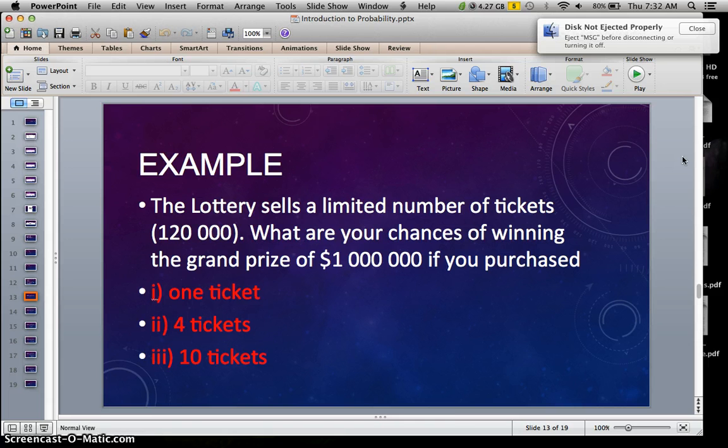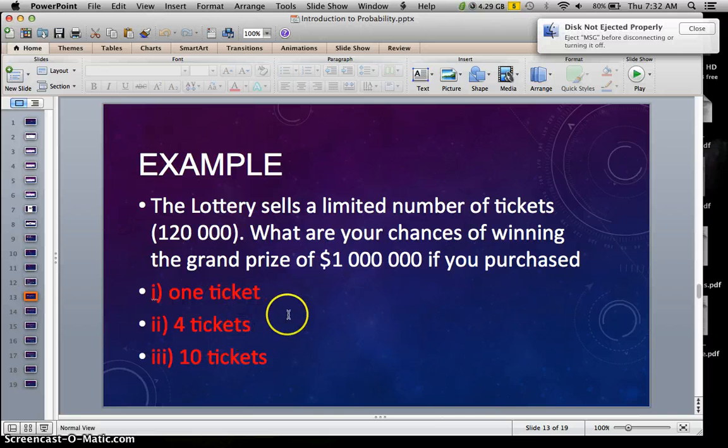So an example of a theoretical probability would be if I gave you something like this. So the lottery sells a limited number of tickets. So they sell 120,000 tickets. So what are your chances of winning the grand prize of $1 million if you purchase 1 ticket, 4 tickets, or 10 tickets? So again, this is a theoretical situation. Okay, so we haven't gone out and done any experiment. I'm just giving you this information, and I want to know theoretically what are my chances of winning this prize with the amount of tickets that I'm going to purchase.